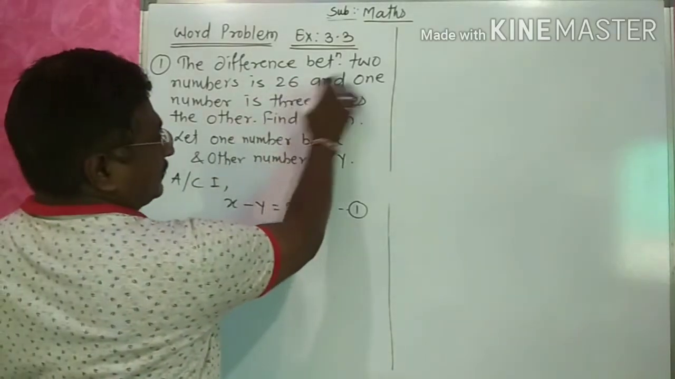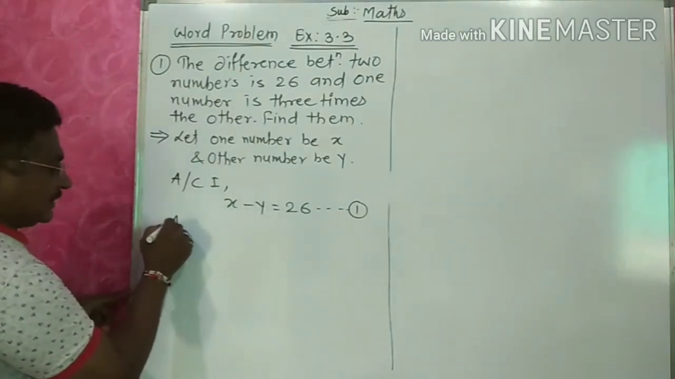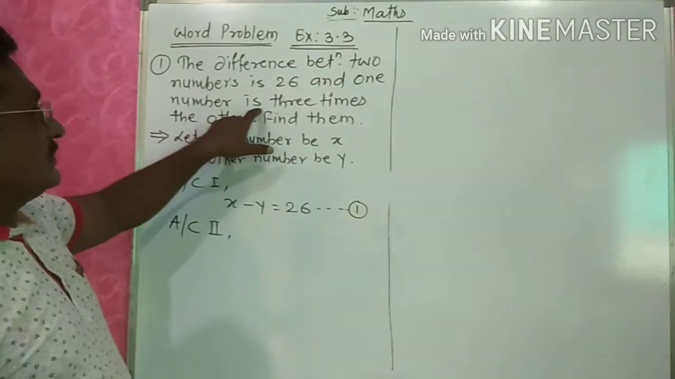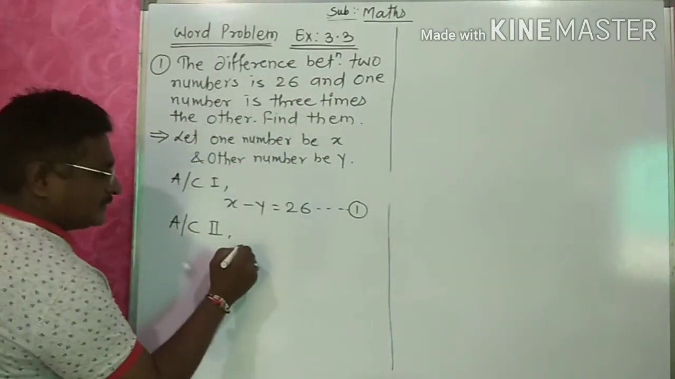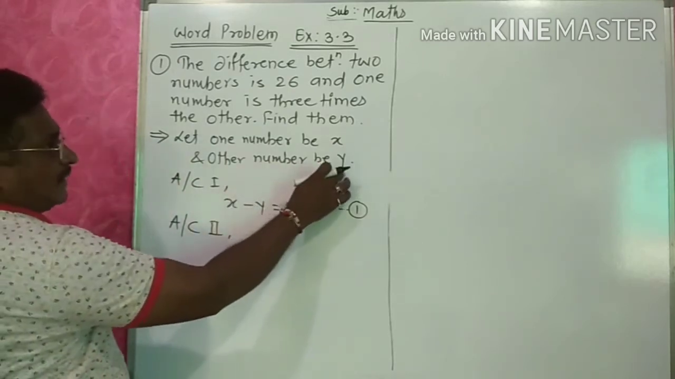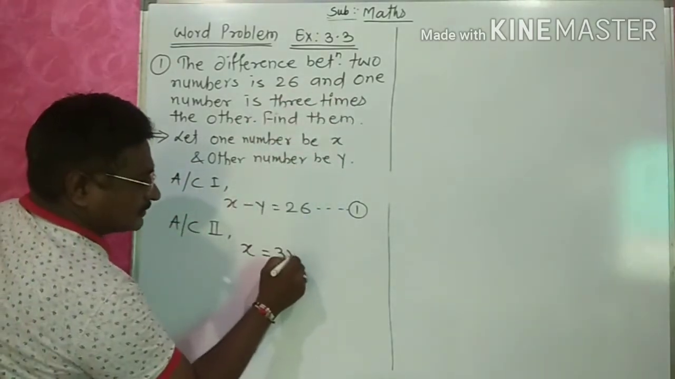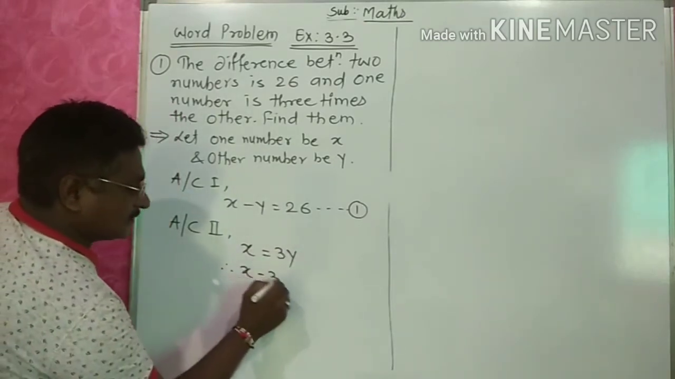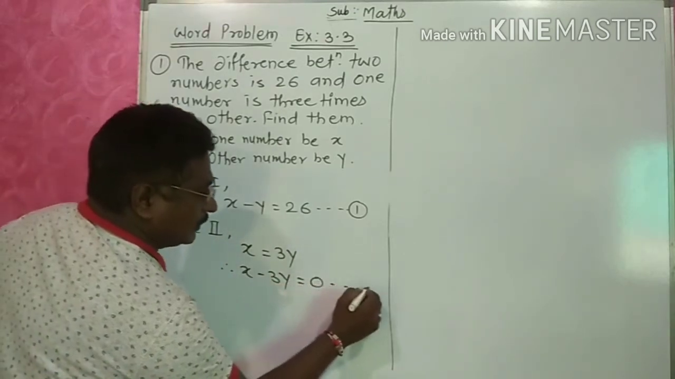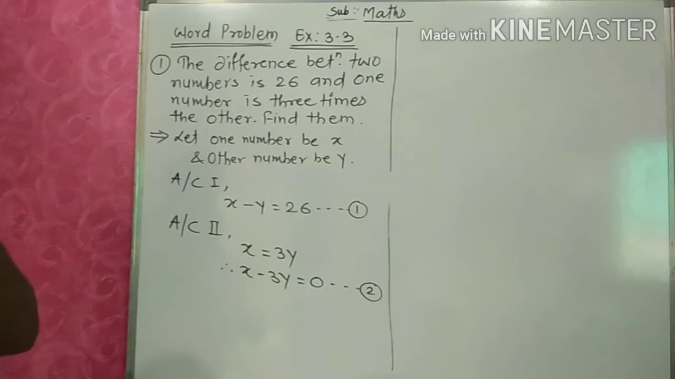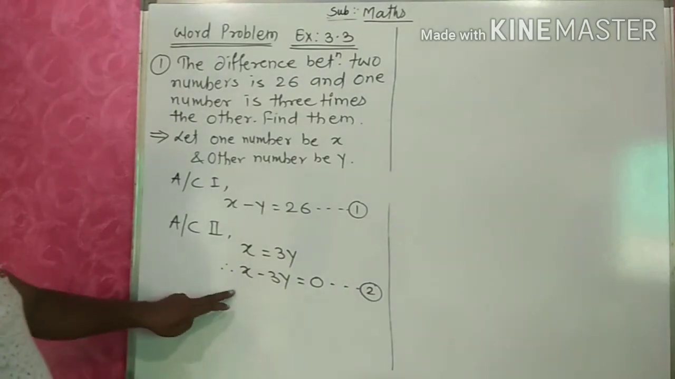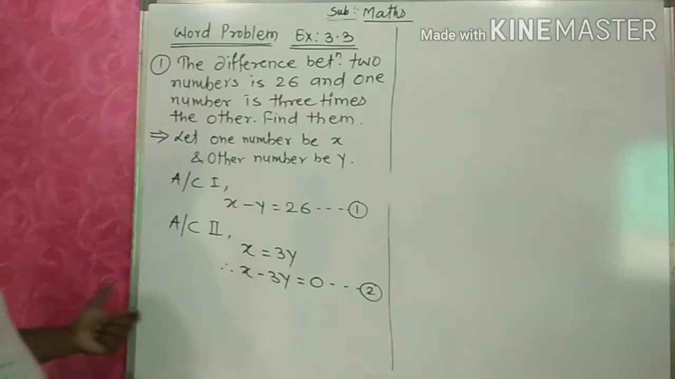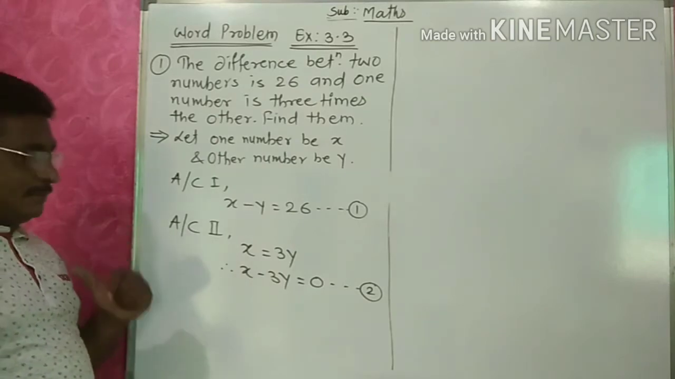Now the second condition. What is the second condition? According to condition 2, one number is 3 times the other. One number means x and the other number is y. So 3 times means 3y. So what we get? x minus 3y equals 0. Equation number 2. So we got two equations. First we have to form the equations. After finding the equations, now we have to use the method. Which method? Now this we will solve by substitution method.